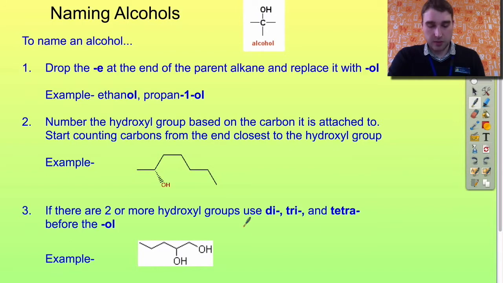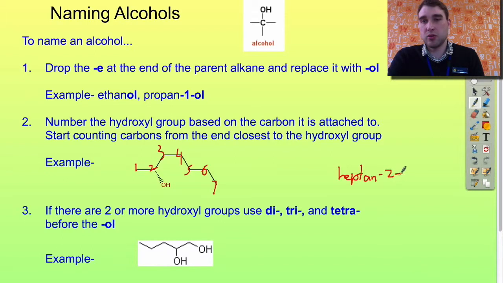So let's look at this one here. We find our longest chain, and we're going to number so that the hydroxyl group is on the lowest number. So we're going to number from this end. 1, 2, 3, 4, 5, 6, 7. So 7 is hept. What carbon is the hydroxyl group on? Carbon 2. So heptan-2, the infix that tells us what carbon this is on, and ol at the end. So heptan-2-ol. Sometimes this is hept-2-ol. I prefer to put the an in.